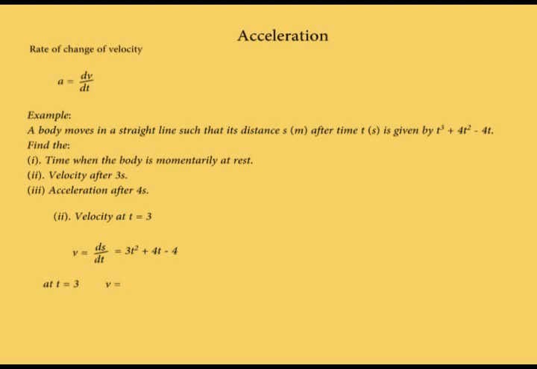Velocity at time is equal to 3 seconds. V is equal to, we simply substitute that into the velocity function, 3 times 3 squared plus 4 times 3 minus 4, which will give us 89 meters per second. Finally, acceleration will be given by dv over dt, which is equal to, when we differentiate the velocity function, 6t plus 4. So when t is equal to 4, acceleration will be 6 times 4 plus 4. That gives us 28 meters per second squared.